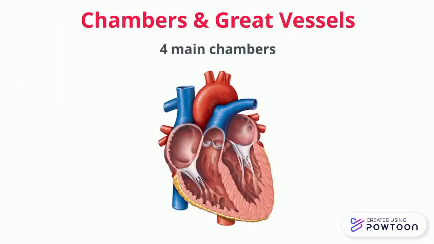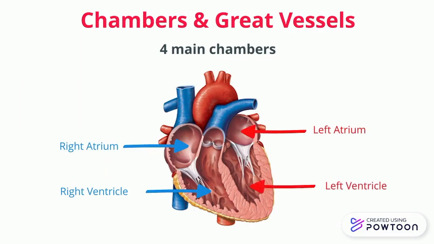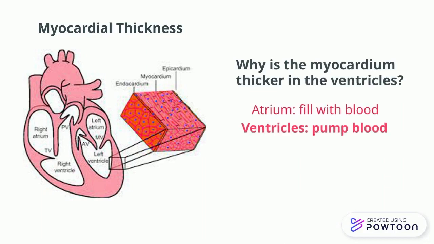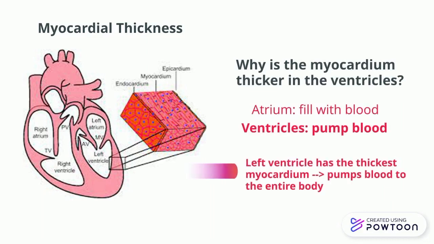The heart has four main chambers: the right atrium, the right ventricle, the left atrium, and the left ventricle. The myocardium, or muscle tissue, is thicker in the ventricles. This is because the atria fill with blood while the ventricles pump blood. The left ventricle has the thickest myocardium because it's pumping blood to the entire body.